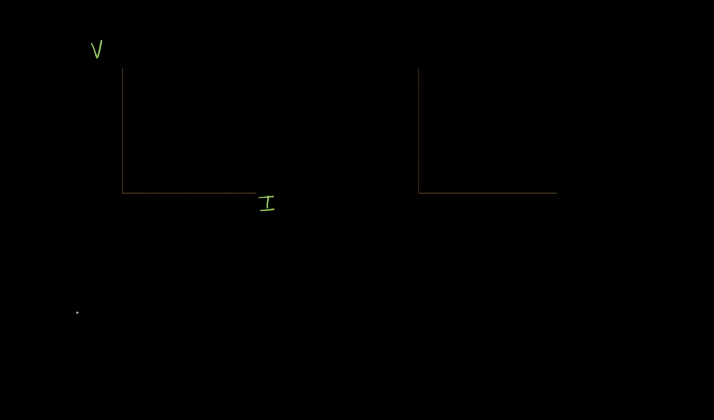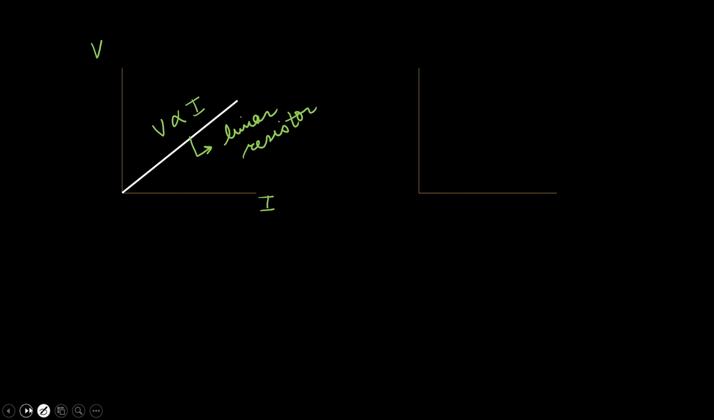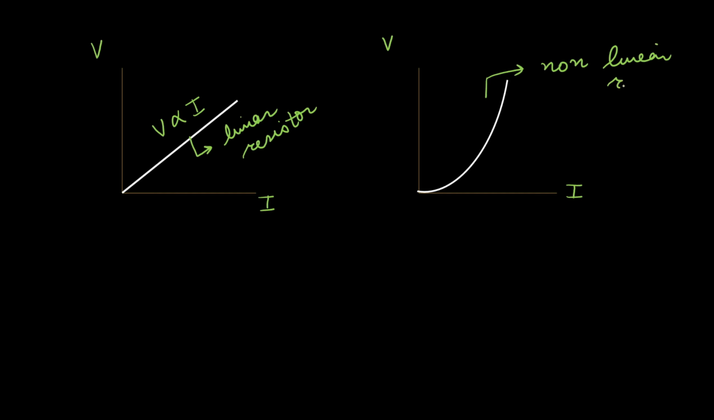The next thing we need to remember is this is your voltage, and the x-axis represents the value of the current. The resistor that obeys Ohm's law is known as a linear resistor. So what is a linear resistor? In a linear resistor, V is directly proportional to I. In the second case, the resistor that does not obey Ohm's law is known as a non-linear resistor. So this is an example of a non-linear resistor, because the voltage is not directly proportional to the value of the current.